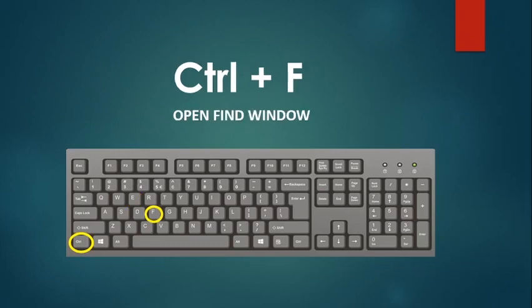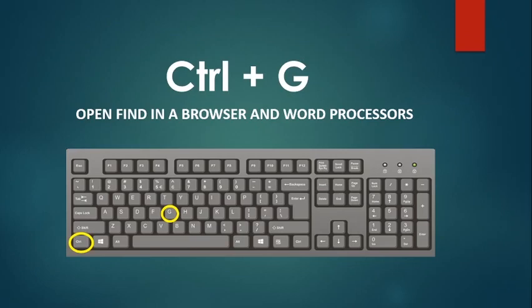Now the next one is Ctrl F. It opens up a find window where you can type in different words and it will search the word on that particular page for you. Next one is Ctrl G. Now this one does the same thing as Ctrl F, but it is usually used in browsers. So it will open up a find section in the browser, where you can type in the words and it will search it on that particular website.